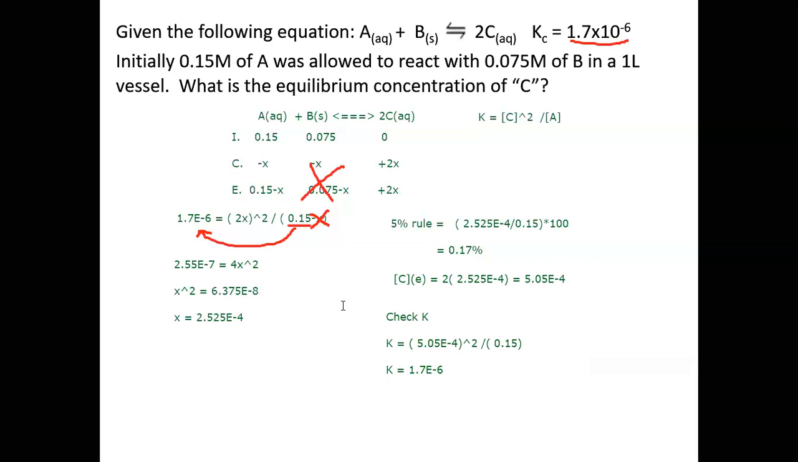So again, in this one, since B is a solid, it's not included in the equilibrium expression, so it doesn't affect equilibrium. For A, since the concentration of A is a lot larger than the K, we were able to negate the minus X for A at equilibrium, and then we could just solve for X, which will help us determine the equilibrium concentration of C.